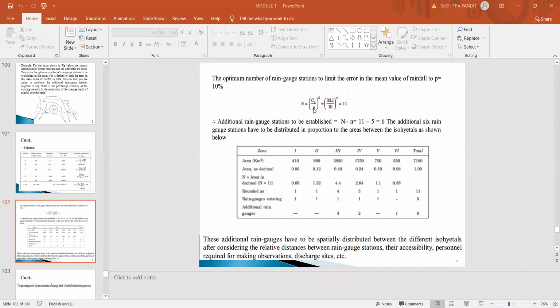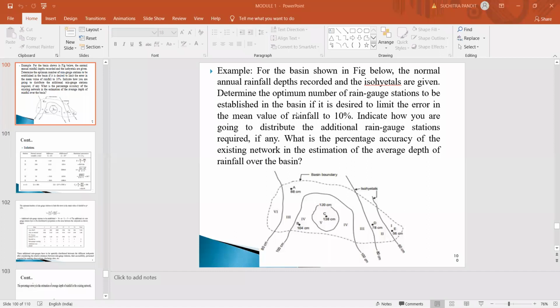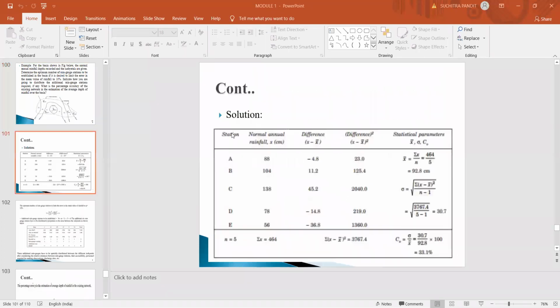It is given by this equation, that is (CV divided by P) whole square. Here CV is a statistical parameter and P is the desired degree of percentage of error, that is 10%. The stations are given here. We have 5 stations and the normal annual rainfall values have been given. You have to calculate X bar, the mean of these rainfall amounts. So X bar is sigma X divided by N, and you will get the value of X bar.